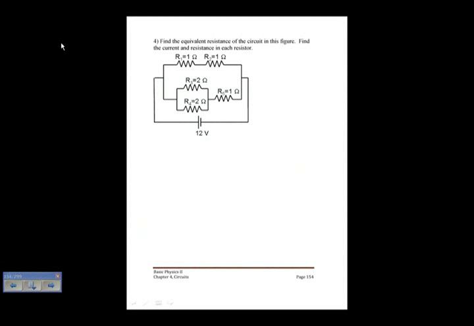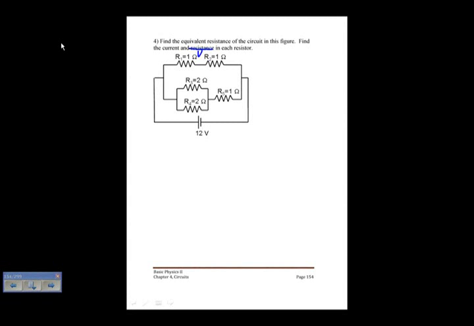Alright, find the equivalent resistance and find the current and voltage, it should say, in each resistor. So this word should say voltage, or potential, in each resistor.